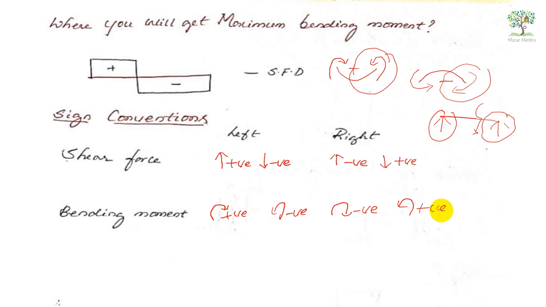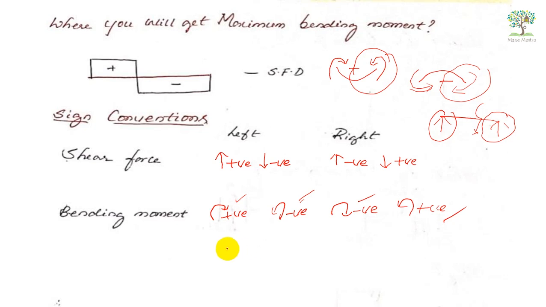Okay, why? Because here you see the diagram, this is sagging. Clockwise means, if you are calculating from left side, clockwise means it will create sagging. That's why I have taken positive. Similarly, if from the left side it is creating anti-clockwise, it means hogging. That's why I have taken negative. If you are measuring from right side, anti-clockwise will cause what? Sagging bending moment. That's why it is positive. Similarly, clockwise bending moment will cause what? Hogging. That's why I've taken negative.